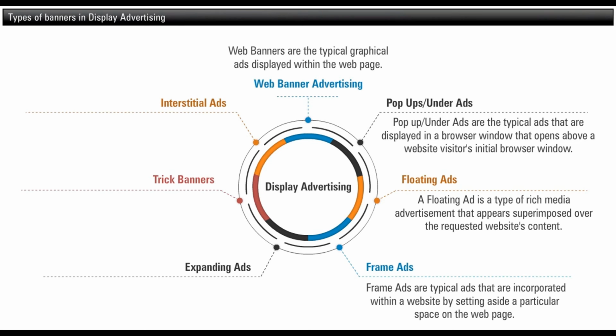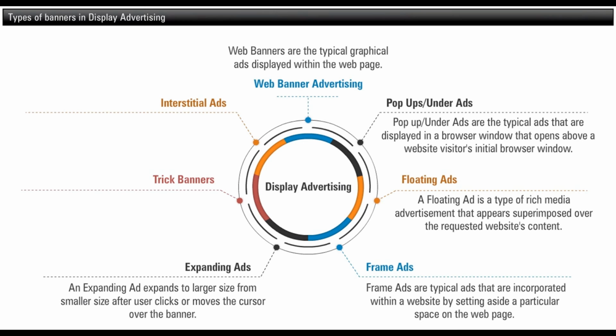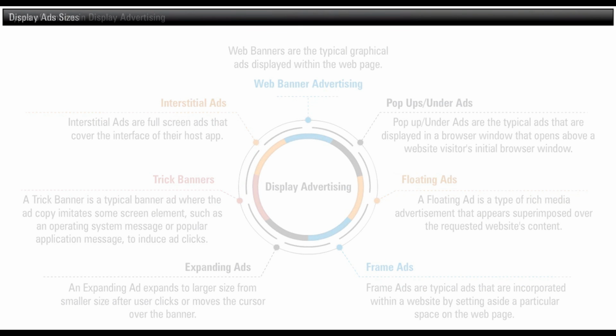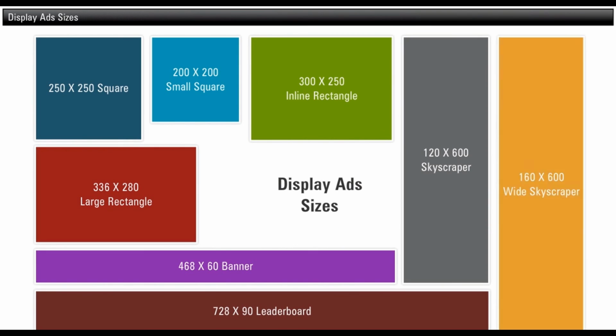on the web page. An expanding ad expands to a larger size from a smaller size after the user clicks or moves the cursor over the banner. A trick banner is a typical banner ad where the ad copy imitates some screen element such as an operating system message or popular application message to induce ad clicks. Interstitial ads are full-screen ads that cover the interface of their host app. Shown here are some of the display ad sizes for your understanding.